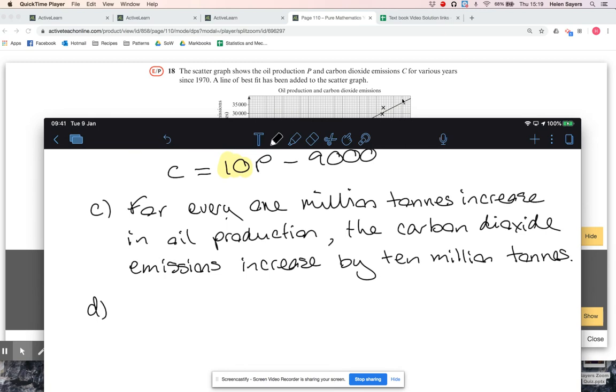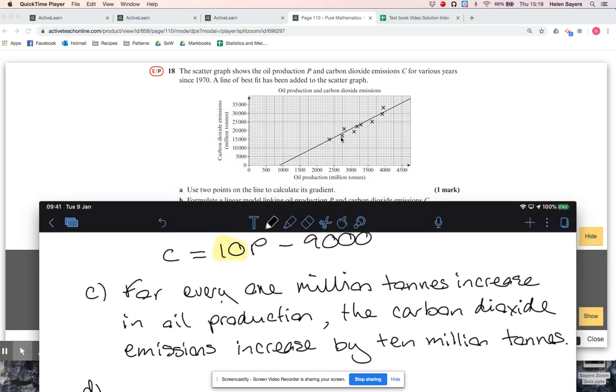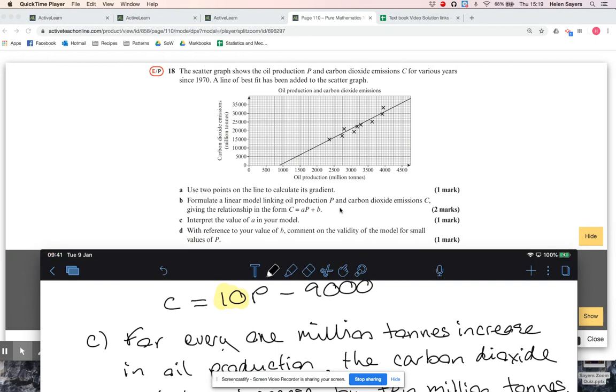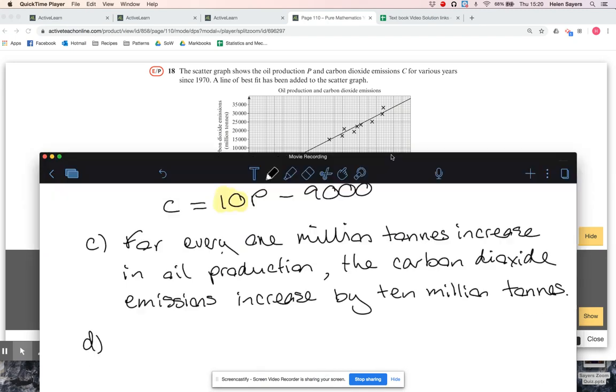So basically what they're trying to get at is, that's fine. We've recorded a lot of data for sort of 2,500 to 4,000 tons, and it all looks like it's falling on a nice straight line. But that pattern is not necessarily going to continue. So we'd be extrapolating if we tried to make any predictions for lower oil production. So it's unreliable, but then we can be more specific because they have asked us about our value of B, where our value of B would be saying that if there was no oil production, we'd get negative carbon dioxide emissions, which obviously is not possible.